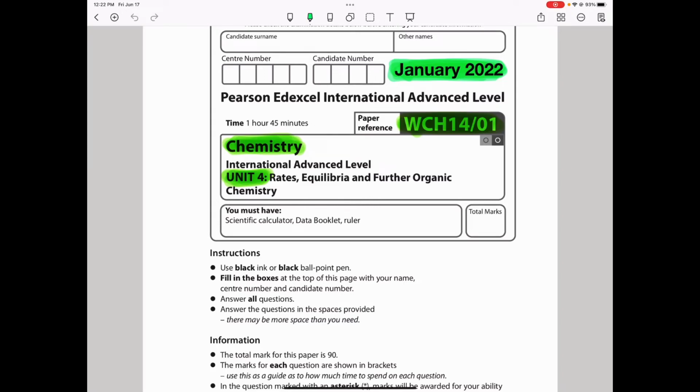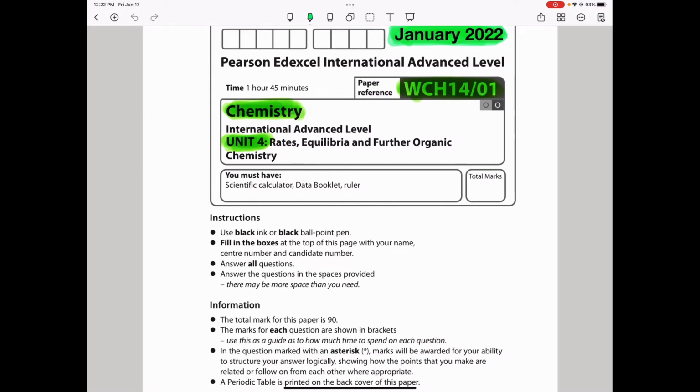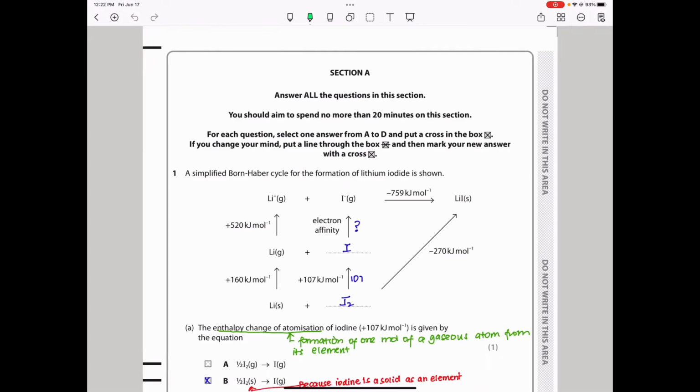Today we'll be doing the January 2022 Chemistry Unit 4 Section A for Pearson Edexcel International A level. I'm going to do Section A first, which is 20 marks, and in the next video I'll be able to do the other section. So I'll begin with question 1.